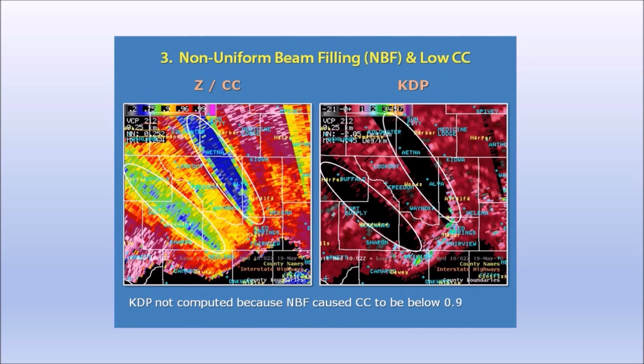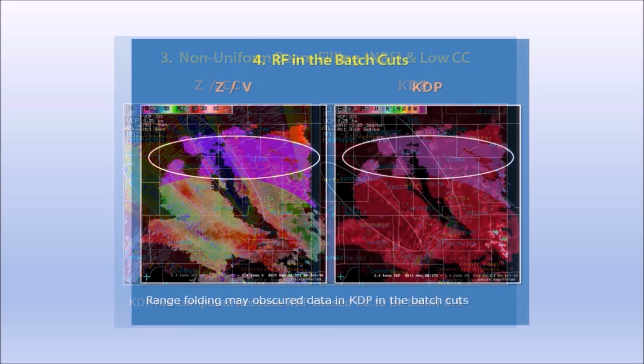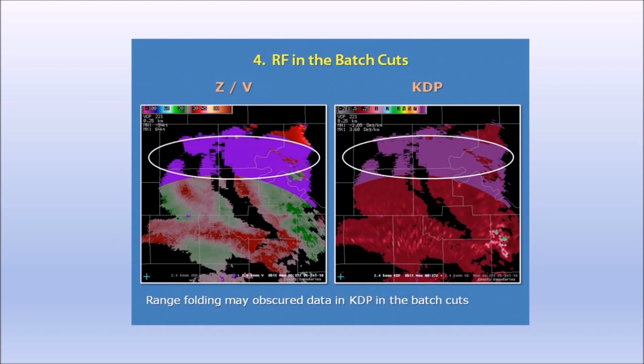Here is an example of where NBF has caused KDP to not be computed because CC dropped below 0.9 due to NBF. Range folding in the batch cuts. As with ZDR and CC, KDP will also have RF in the batch cut elevations. Here is an example from July 26, 2010 at 0037 UTC from the 2.4 degree elevation scan where you can see RF in the velocity. Switching over to KDP, you can see that where there is RF in velocity, there is RF in KDP.